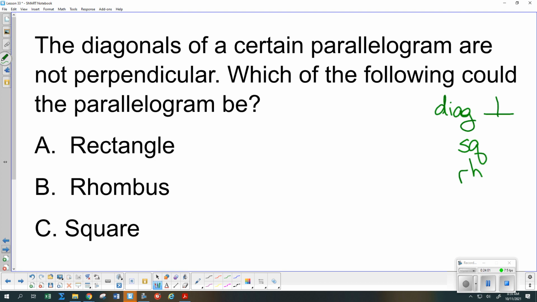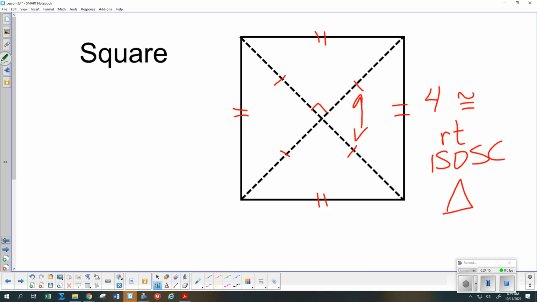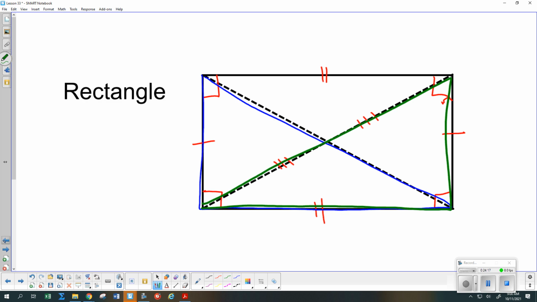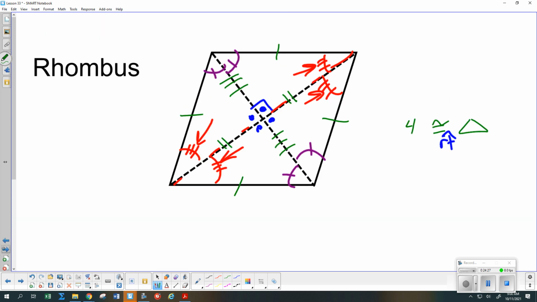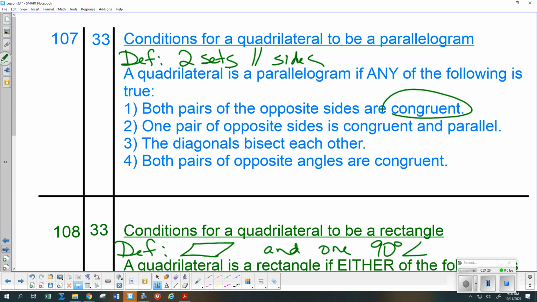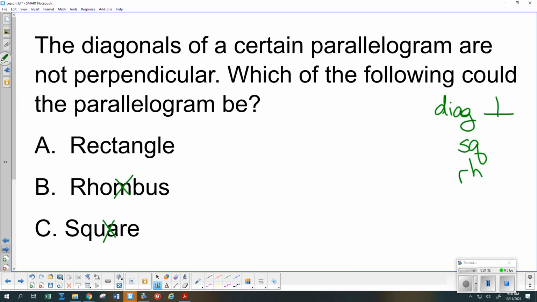So if the diagonals are not perpendicular, it can't be a square or a rhombus. Could they be not perpendicular with most of your regular, ordinary rectangles? Let me look at my picture on that if I can find it. Does that look like they're perpendicular? No, so it makes sense to us that we can have rectangles where they aren't perpendicular. So for that one, we would just write down a rectangle.